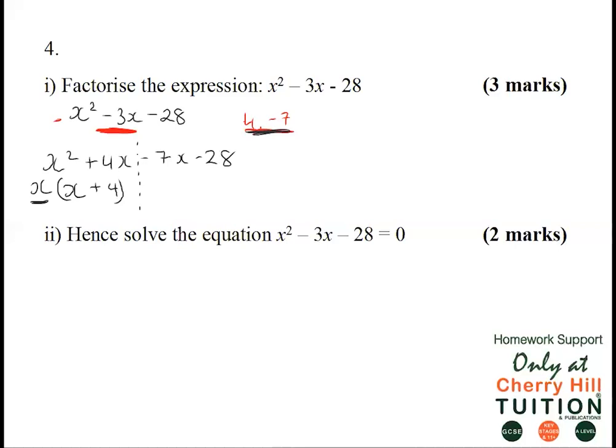On the right-hand side, the only thing that's common is minus 7. x is not common in both, so we cannot take the x out. What do we need to multiply minus 7 by in order to get minus 7x? Hopefully you will agree that we need to multiply minus 7 by x, and then we need to multiply minus 7 by 4 in order to get minus 28.